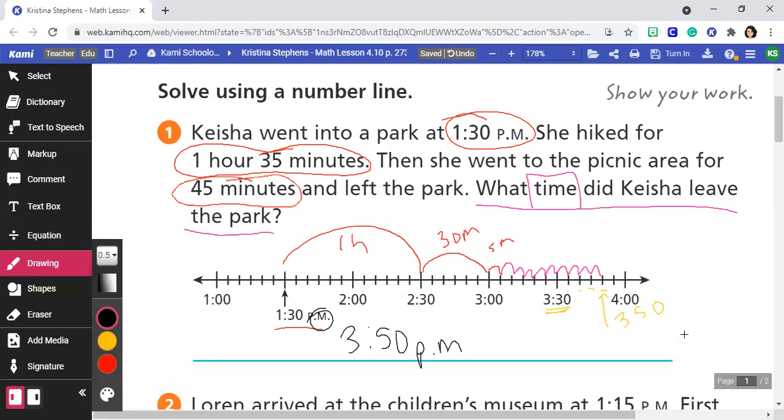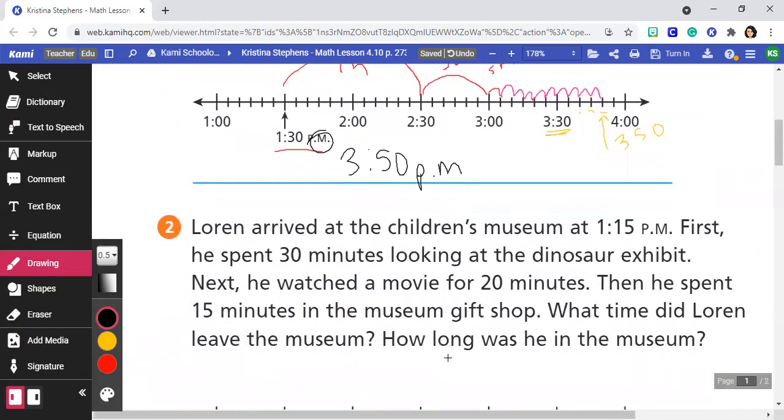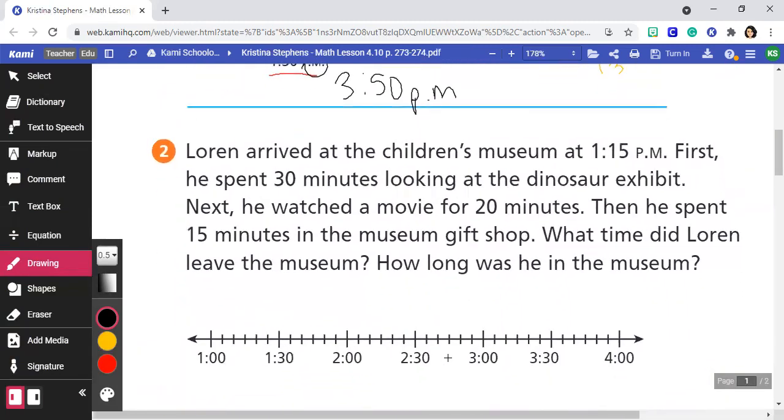All right. Let's move on. I've annotated. I've got my math drawing on my number line. I don't need an equation on these problems. I've found my answer and I've labeled it. I'm good. Oh, look. Here we go.